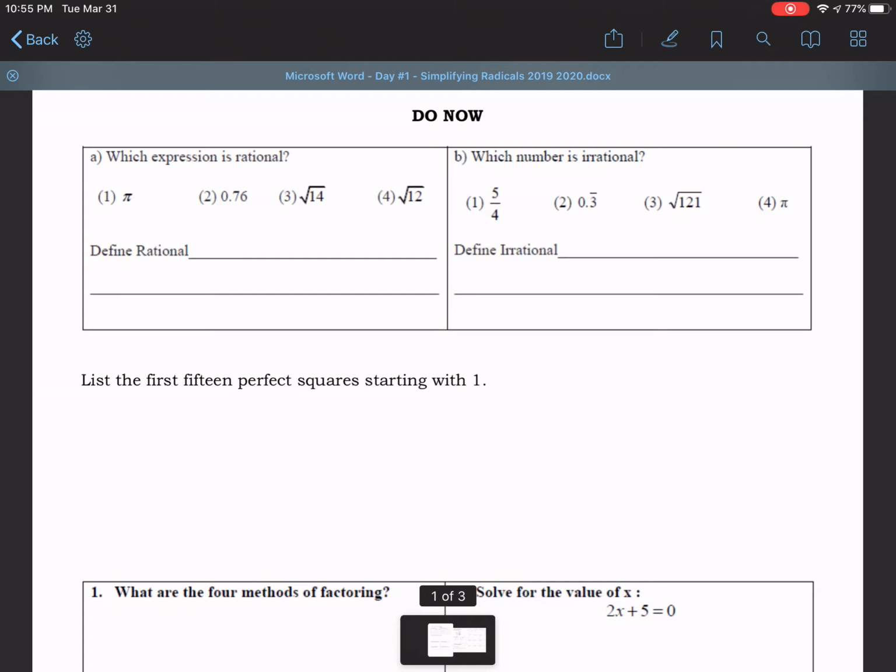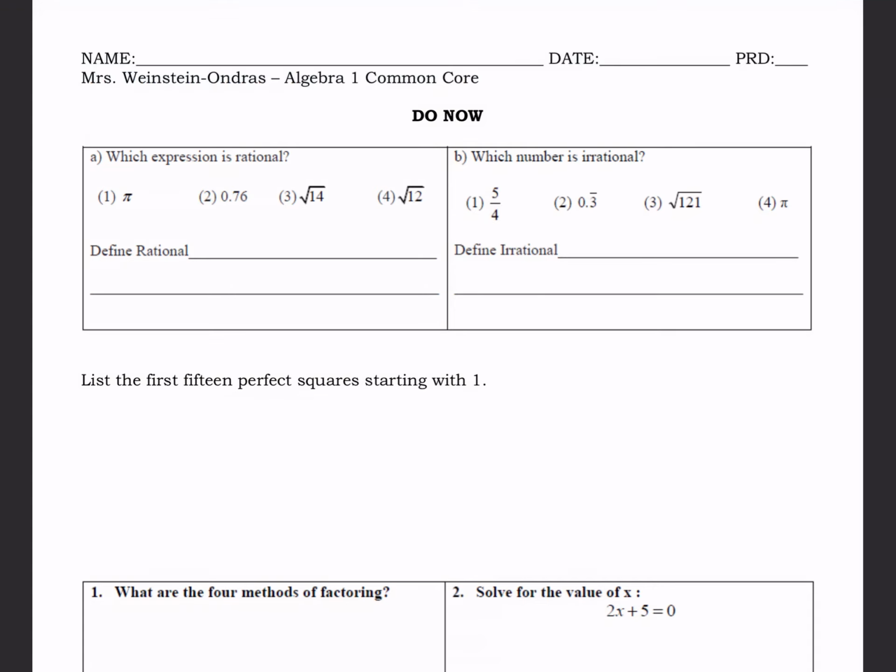unit, which is going to be on solving quadratic equations. And in preparation for learning how to do that, we also need to be comfortable with simplifying radicals. So that's what we are going to be going over today.